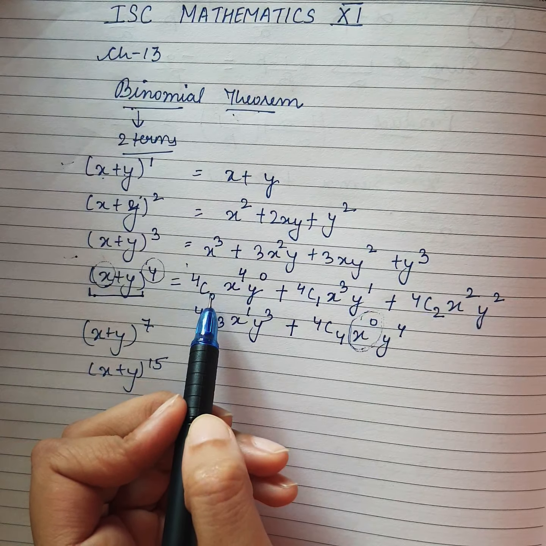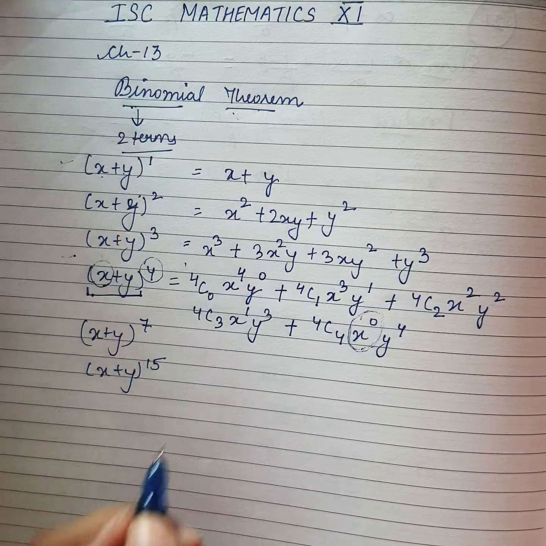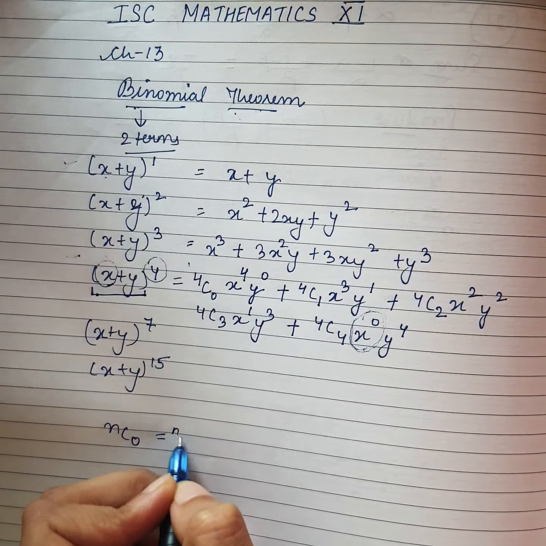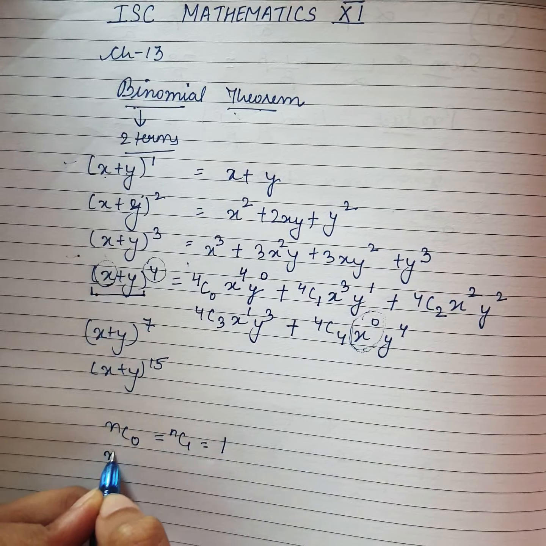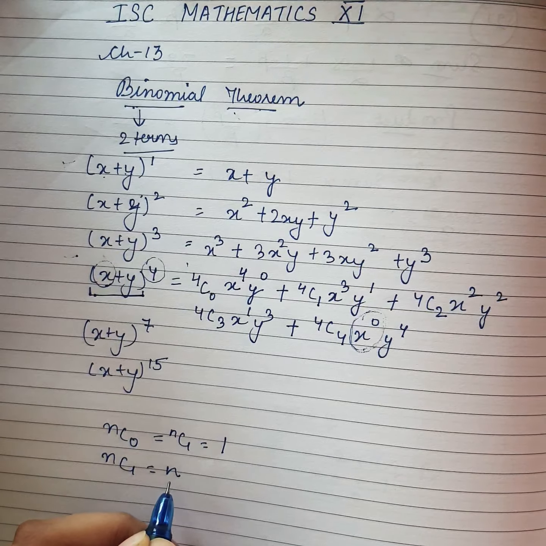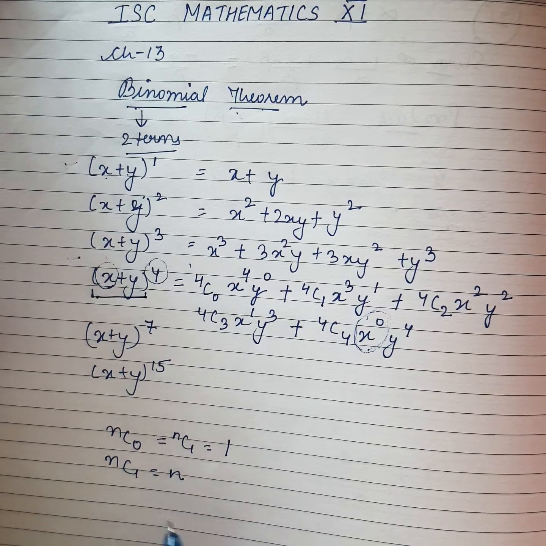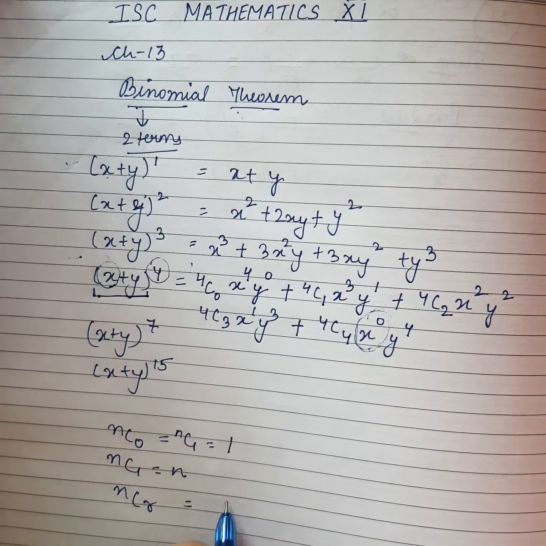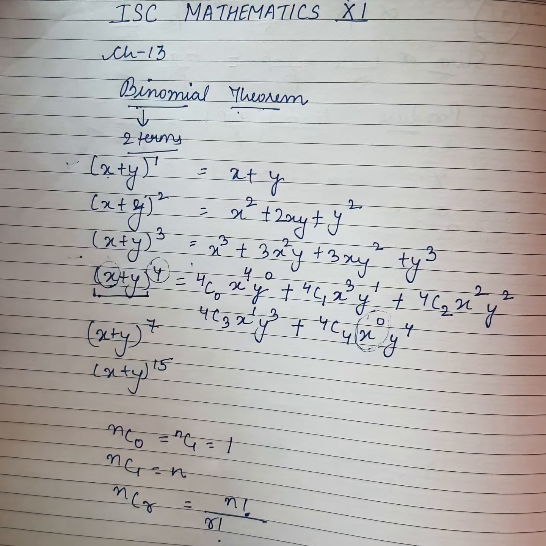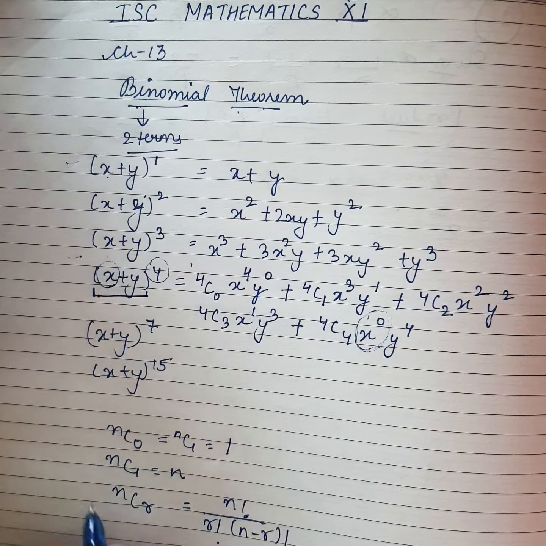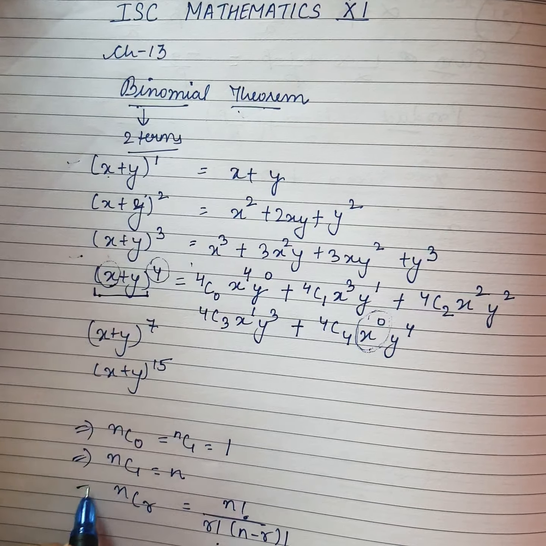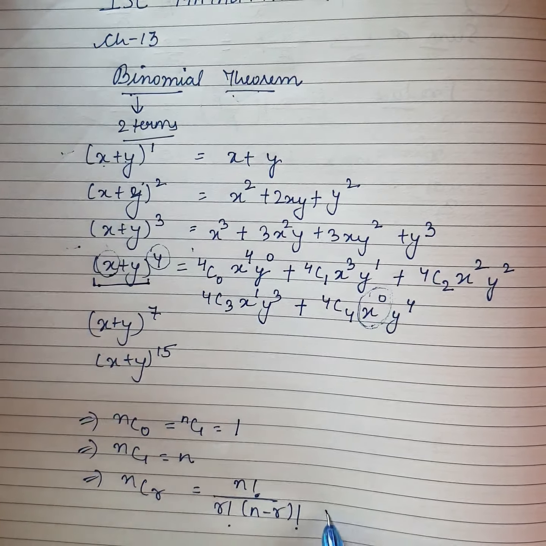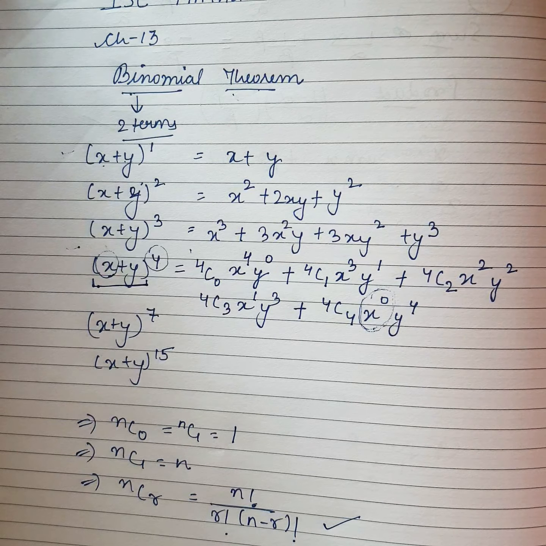Now using combinations, we already know that nC0 and nCn are 1, and nC1 is n. We did this in chapter 12, permutations and combinations. And the formula of any other combination is n factorial over r factorial times (n minus r) factorial. So these are the 3 points we are going to use. Further, if we use any other property of combinations, I will make it clear before the concept.